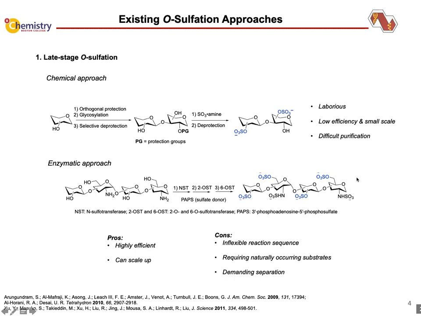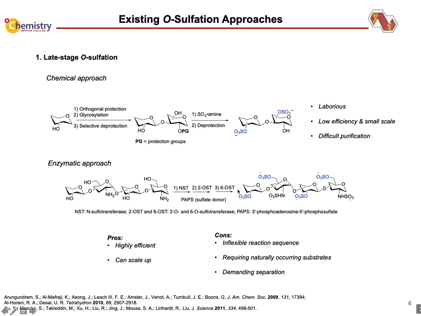However, the enzymatic sulfation strategy also has its own limitations. In particular, the reaction sequence is relatively inflexible, meaning that in order to sulfate, for example, the sixth position of the disaccharide of glycosaminoglycan, you have to first sulfate the N position, which is required by the function of the 2-O-sulfotransferase. And the 2-O-sulfation is also required by the function of 6-O-sulfotransferase, right? So you cannot change this particular sequence. You have to start with N-sulfation, which is followed by the 2-O-sulfation, which is followed by the 6-O-sulfation.